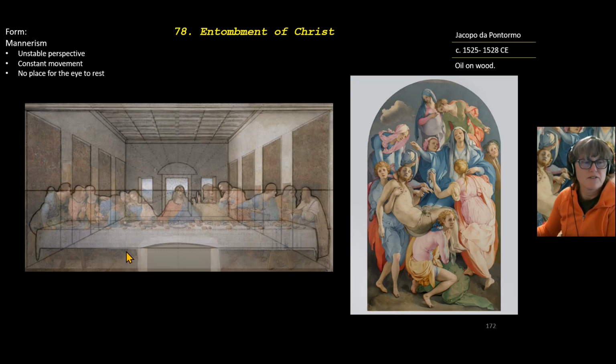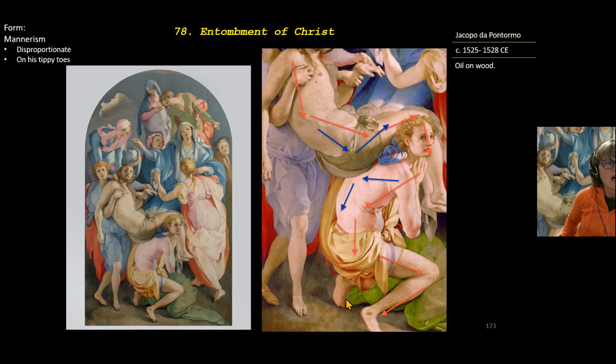So here's a comparison for you, just to remind you, where in the Last Supper, we have this linear, one point perspective. Here, you wouldn't be able to draw lines to find one exact perspective. So there's constant movement in this piece. More form. There's disproportion of bodies. There's an intentional disproportion of body.